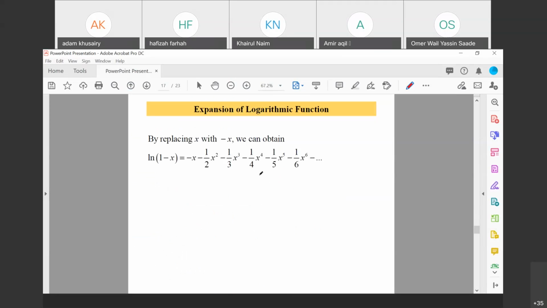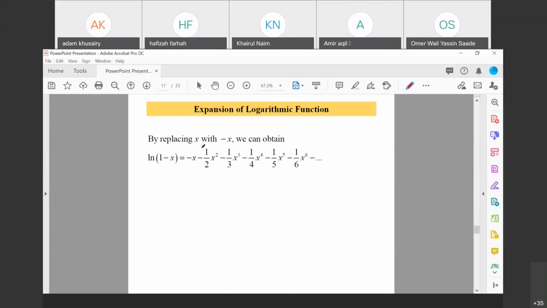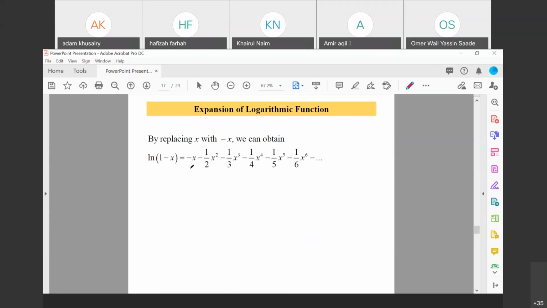Okay. So let's say here is ln(1 plus x). Let's say you want to find ln(1 minus x). You just substitute x with negative x. So our terms here will be negative x squared, negative x cubed, and so on. So the final answer will be in terms of this.